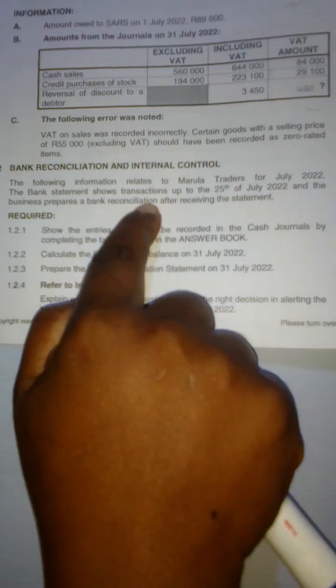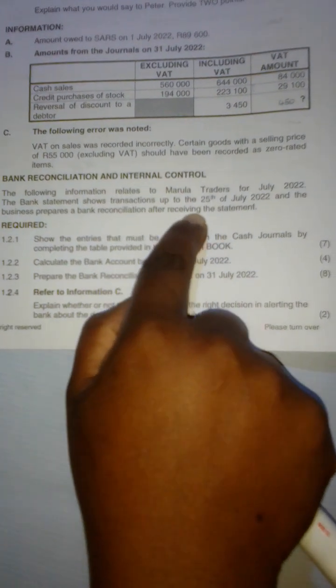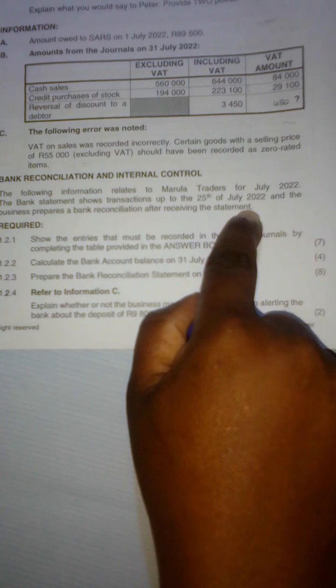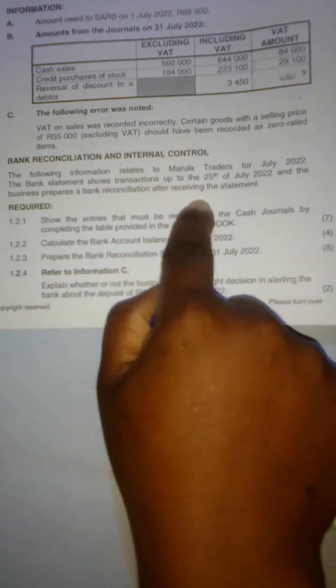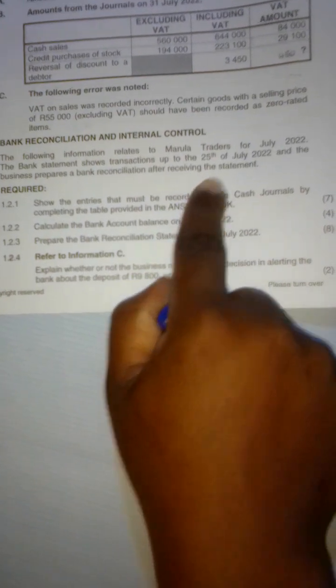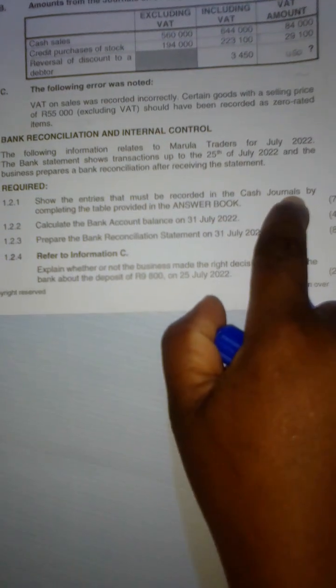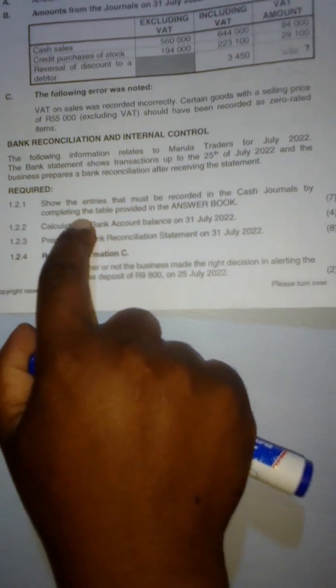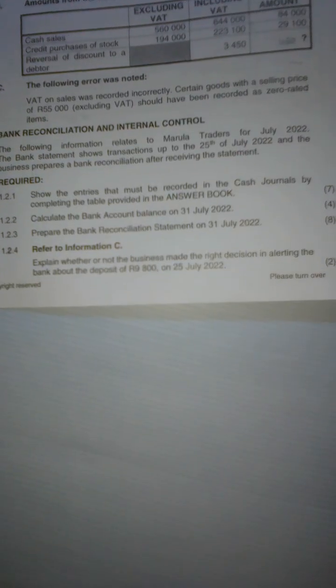The following information relates to Marula Traders for July 2022. The bank statement shows transactions up to the 25th of July 2022, and the business prepares a bank reconciliation after receiving the statement. The requirements, number 1.2.1, show the entries that must be recorded in the cash journals by completing the table provided in the answer book. I've already made the answer book that we are going to look at.